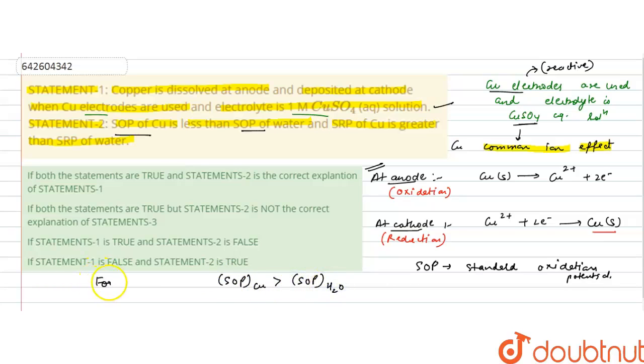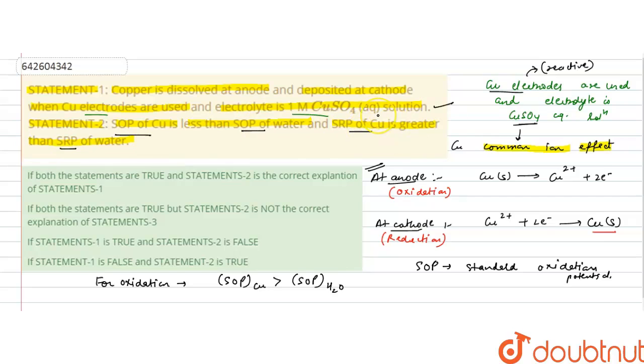For oxidation, only then is the copper dissolved at the anode. So this is incorrect, that SOP of copper is less than that of water. This is incorrect, but this is correct, that SRP of copper is greater than that of water.